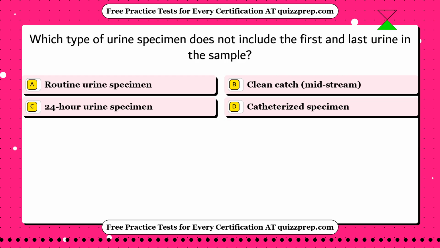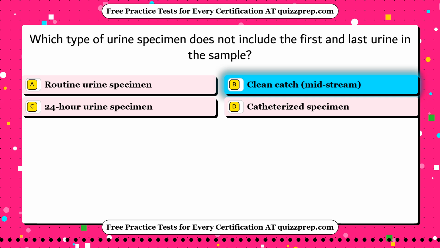Question 16. Which type of urine specimen does not include the first and last urine in the sample? Option A, routine urine specimen. Option B, clean catch, midstream. Option C, 24-hour urine specimen. Option D, catheterized specimen.